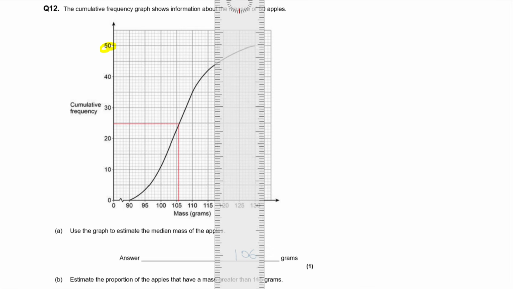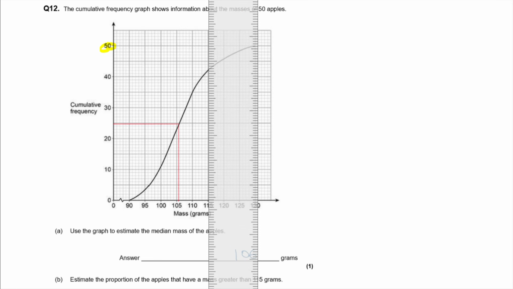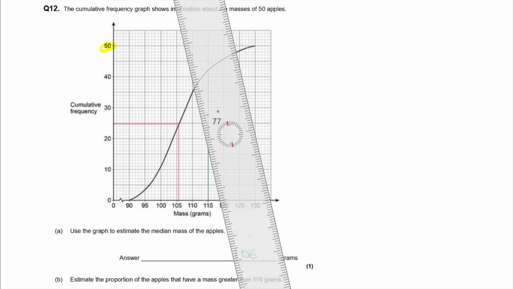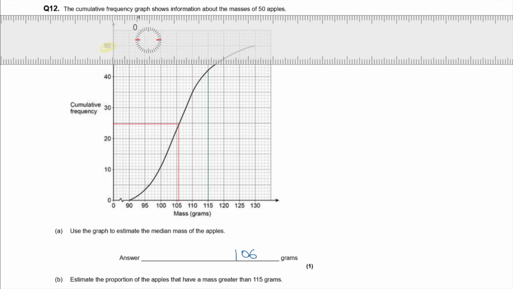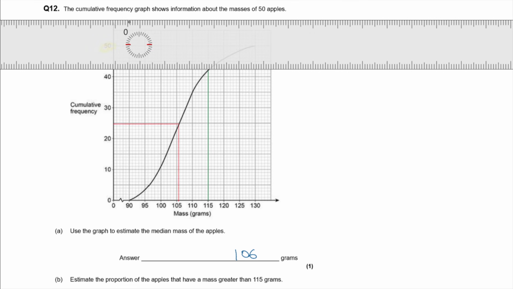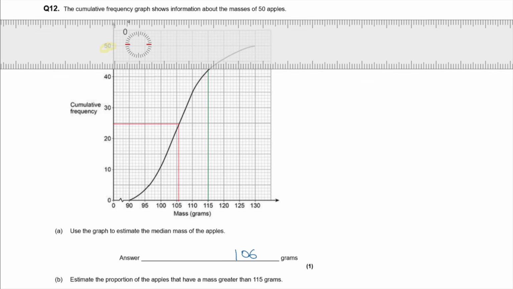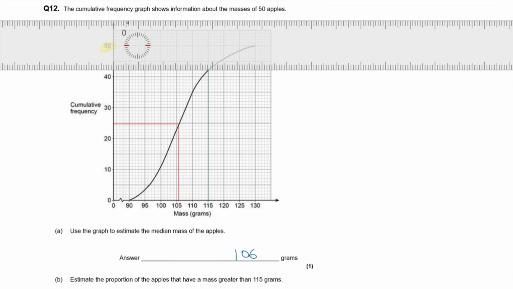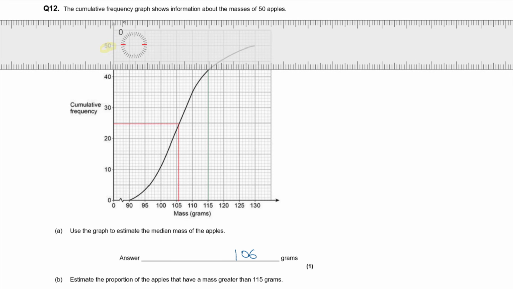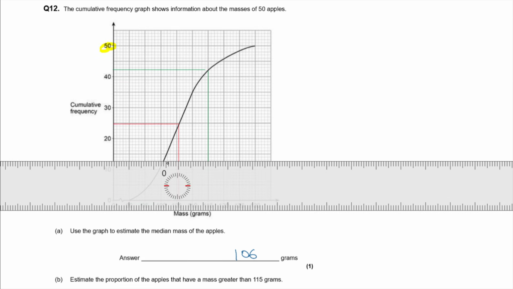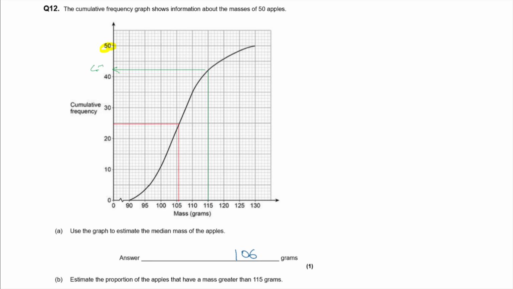Okay, so this one I'm looking back the other way. I'm going to start at 115 and read up to the cumulative frequency curve and across, and that's going to tell me how many apples in this case had that mass or fewer. Okay, so that's 2 divisions above 40 on mine. So that's 42 I'm reading off there.